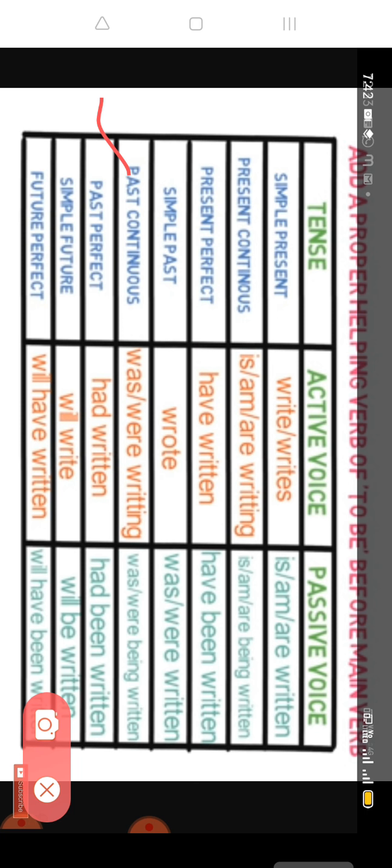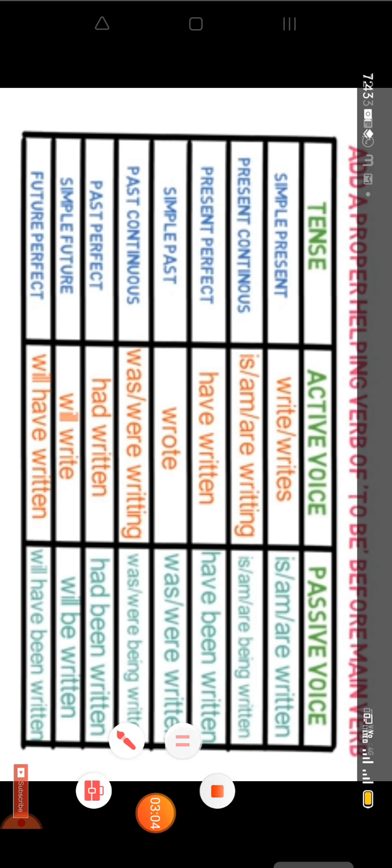Here, if the tense would be simple future tense, then we will borrow be from the ing form, and we can say that will write would change into will be written, or shall write would change into shall be written. Now if we are discussing future perfect tense, then will have written will change into will have been written.